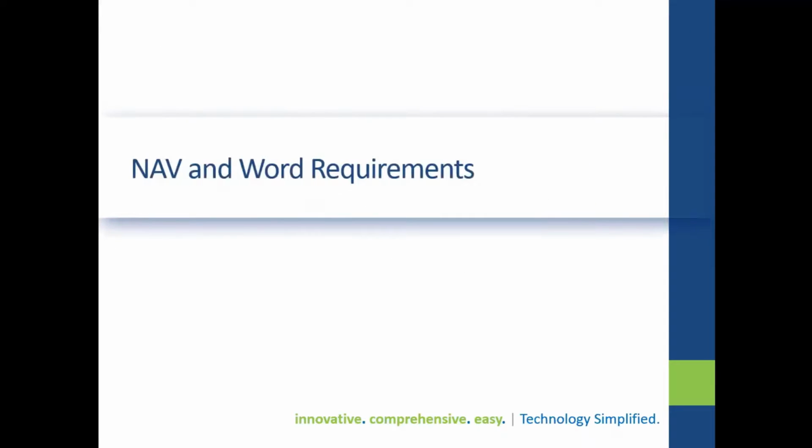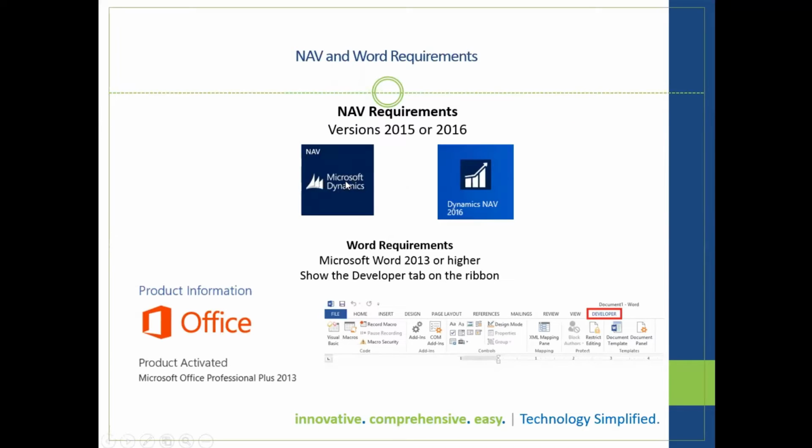Okay, the first topic is our NAV and Word requirements. I believe this may have been first introduced in 2013, but I am just showing the features that are available in 2015 and 2016. If your desktop icon looks like this, you're using NAV 2015, and if it looks like this, you're using NAV 2016. You have to be on Microsoft Word 2013 or higher, because I believe that's the first version where the developer tab is available. If you open up Word and go to the left-hand side and select File under Account, you can find the information there, and that tells you what version of Word that you're on.